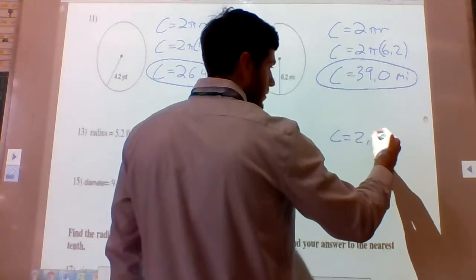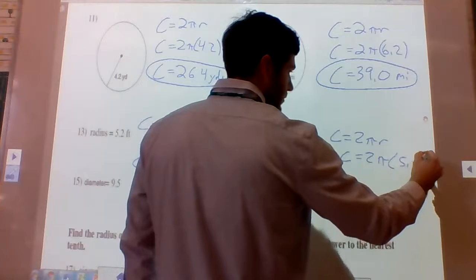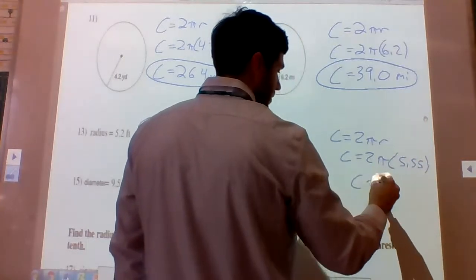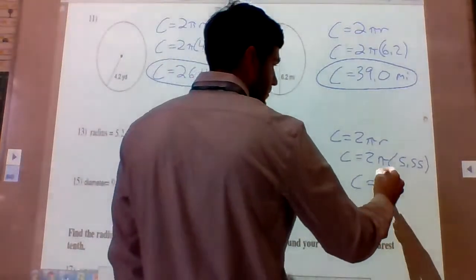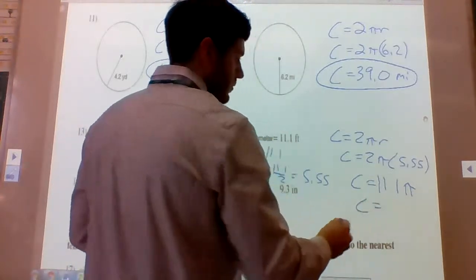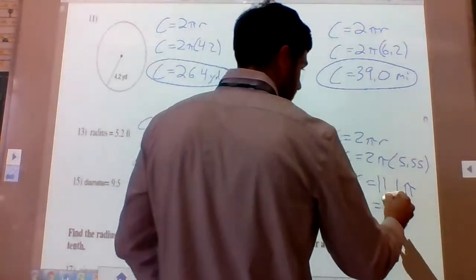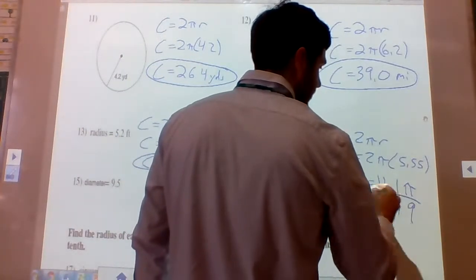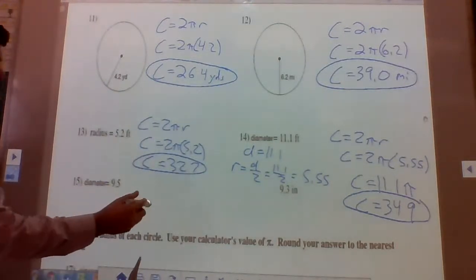Circumference is 2 pi r. So circumference is 2 times pi times the radius, which is 5.55. So that's going to be 11.1 times pi, which is 34.9. Last one, diameter of 9.5.